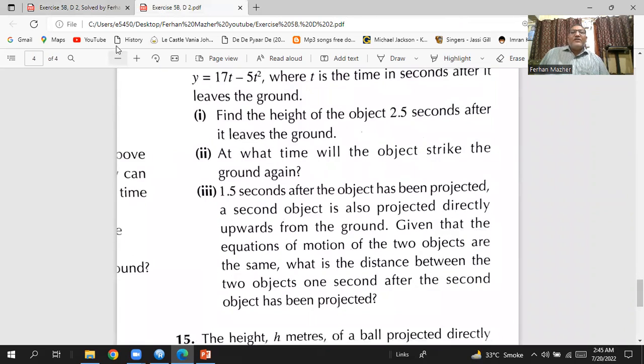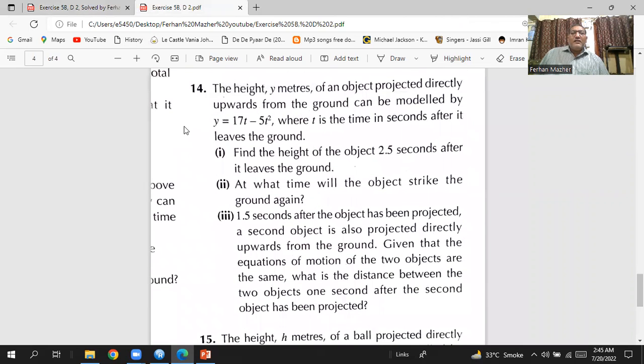Okay, so we have question number 14. The height y meters of an object projected directly upwards from the ground can be modeled by y equals 17t minus 5t square, where t is the time in seconds after it leaves the ground. Find the height of the object 2.5 seconds after it leaves the ground. So in this equation, for the time t, put 2.5 and you will get the y value. At what time will the object strike the ground? This y means the height, so make it 0.